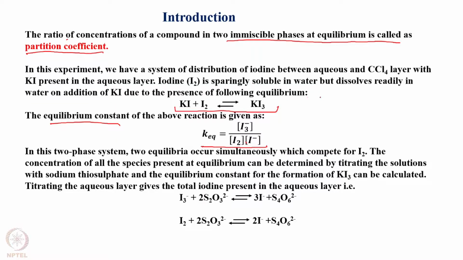So in this reaction, we have a system of distribution of iodine between an aqueous layer and an organic layer, which is CCl4 here, and KI is present in the aqueous layer. So iodine which is present in the form of I3 minus after combining with KI reacts with sodium thiosulfate to give 3I minus and S4O6 2 minus, and iodine which is present as I2 also combines with sodium thiosulfate to give 2I minus and S4O6 2 minus.